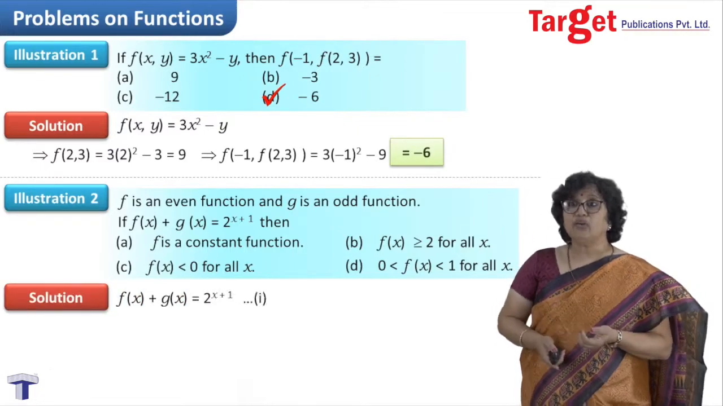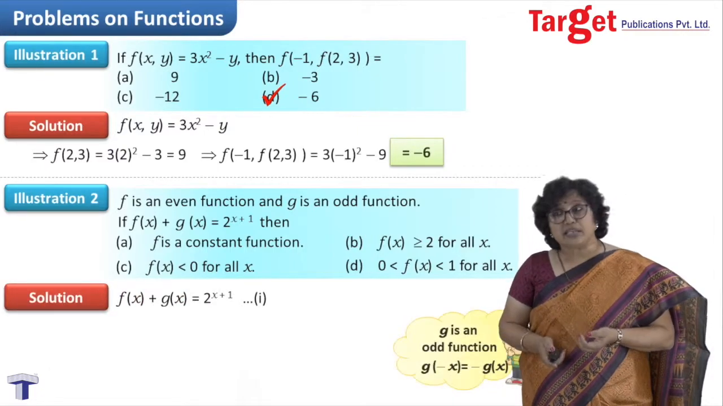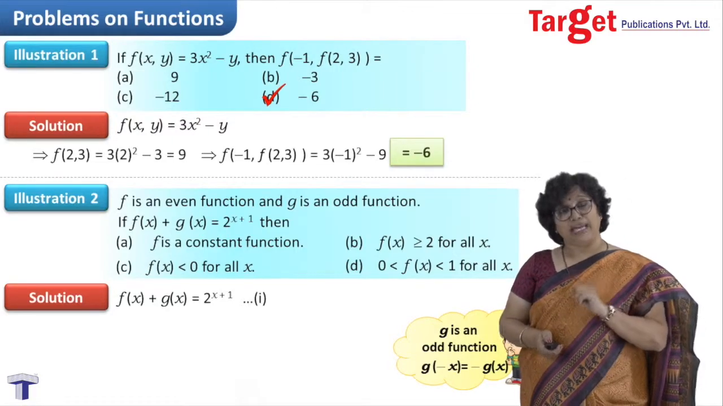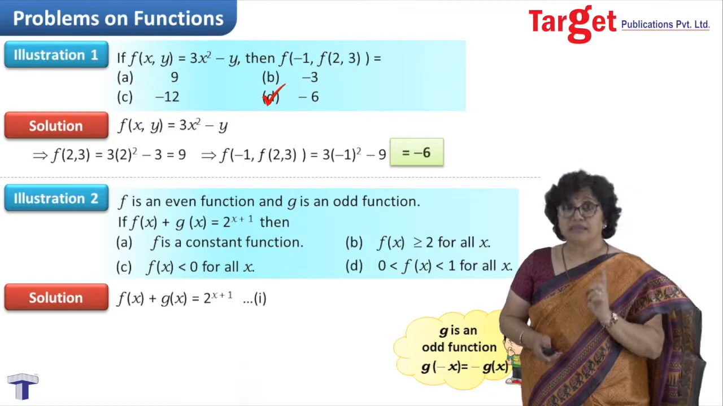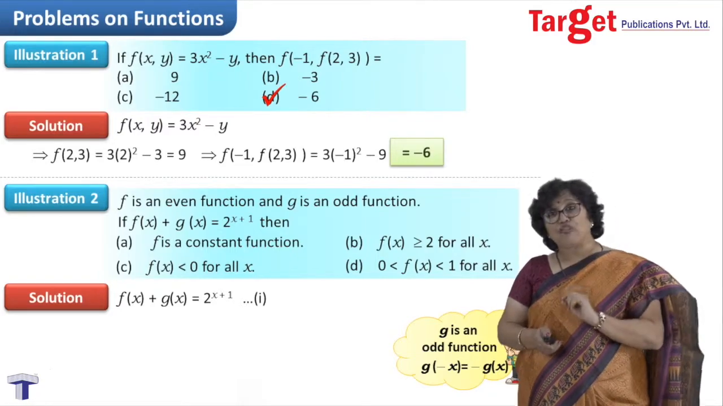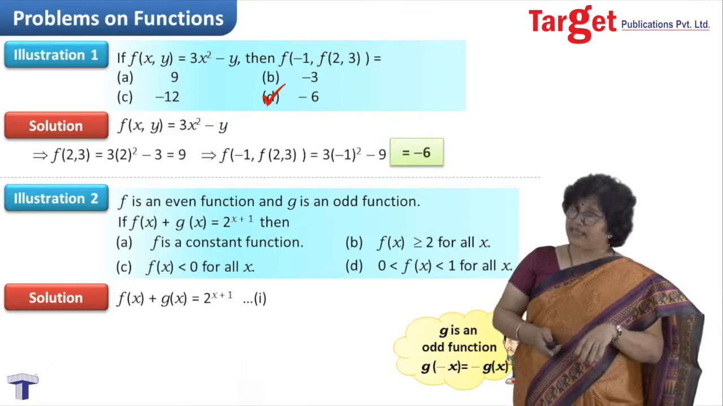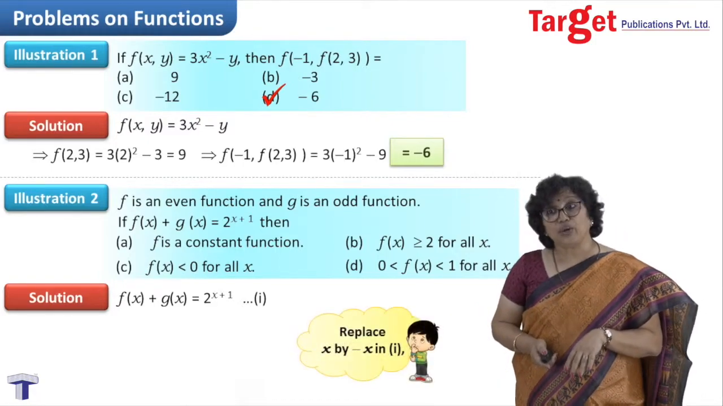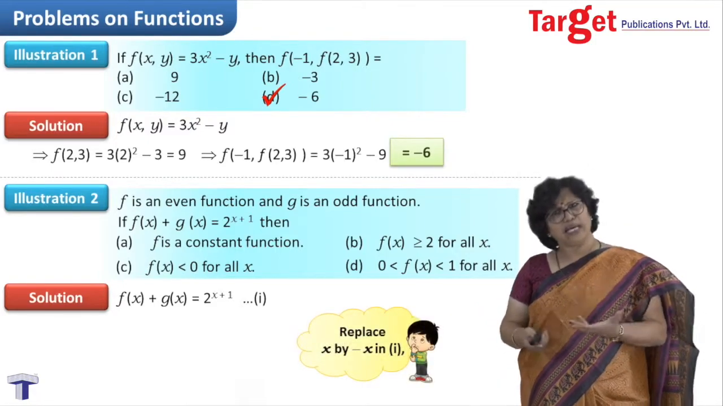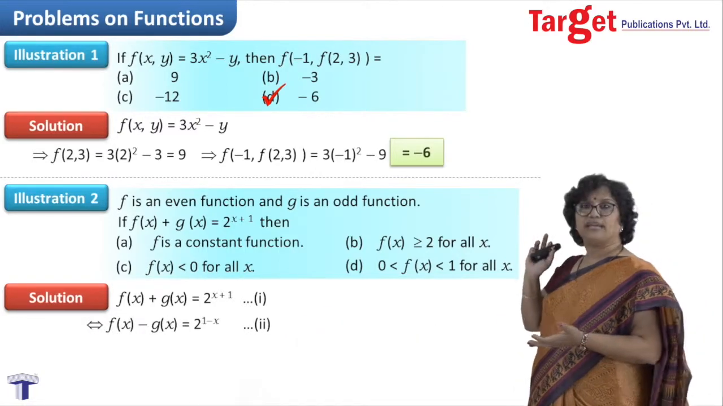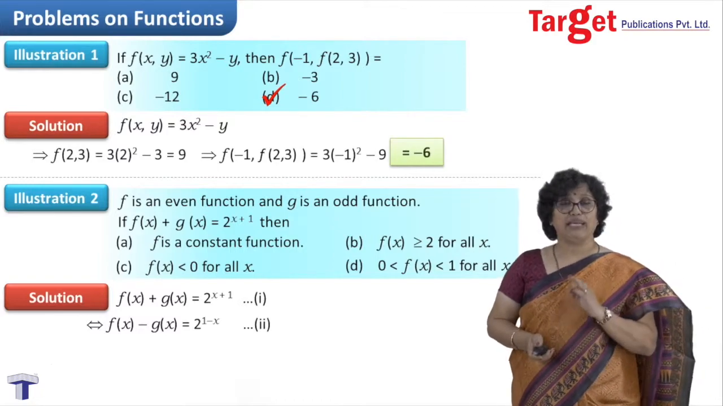When you see it, what will you think? That am I supposed to substitute x with minus x? Because I know what an odd function is: g(-x) should be -g(x) for an odd function. Fine. That means I will substitute x equal to -x, do that and get a new equation. And that is nothing but f(x) minus g(x) equals 2 raised to 1 minus x.